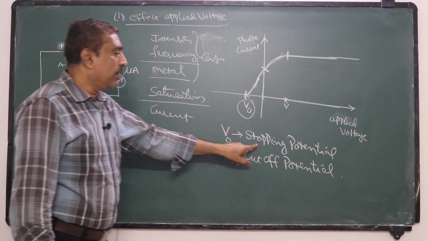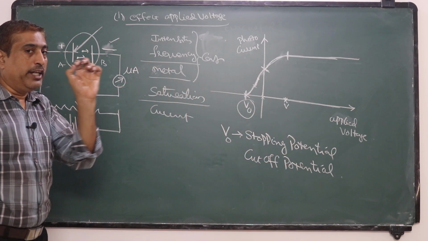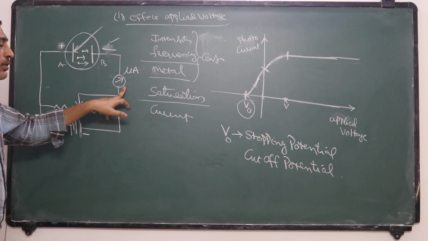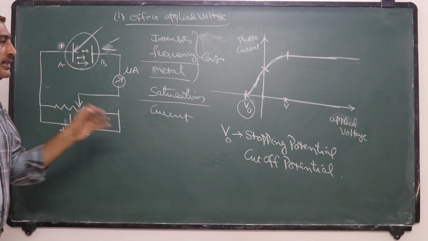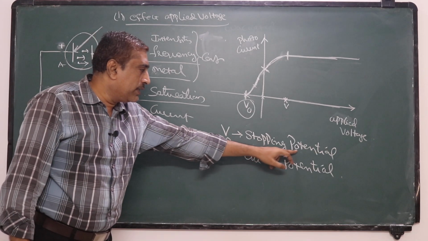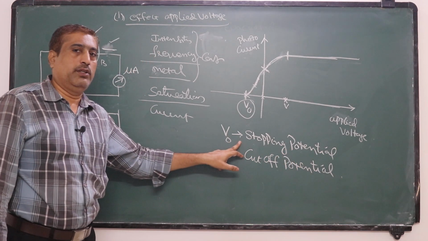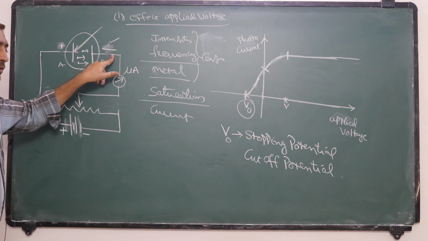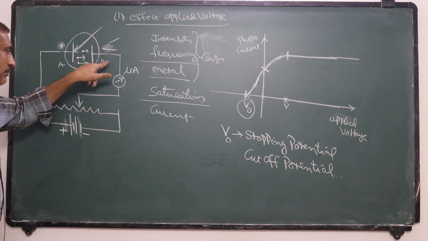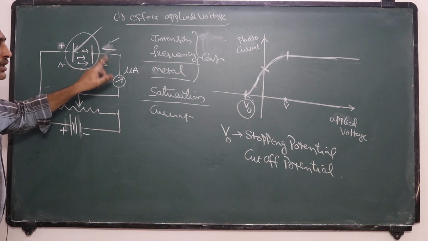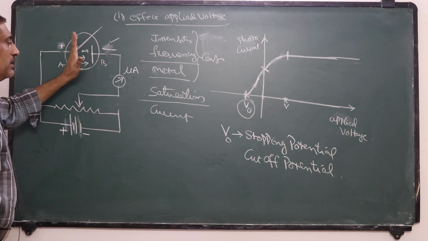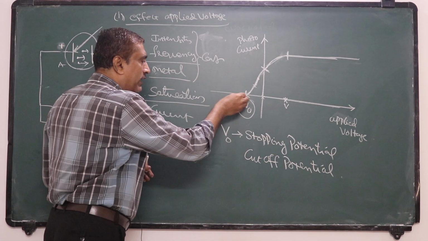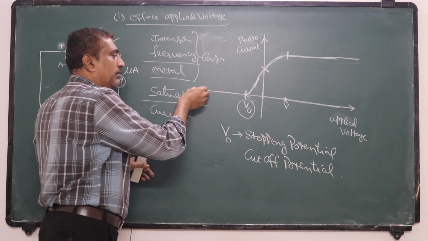Okay, what does stopping potential mean? It is the minimum negative potential that is to be applied so that this photocurrent becomes 0. That means at a particular stopping potential value applied to electrode B, or negative potential applied to the plate B, all these photoelectrons are stopped and the photocurrent becomes 0.